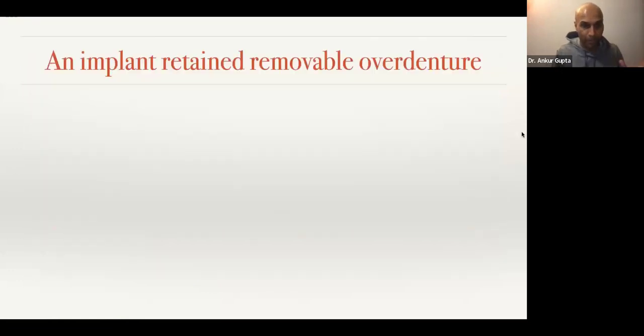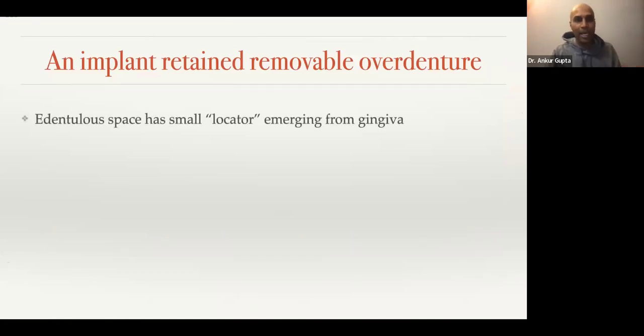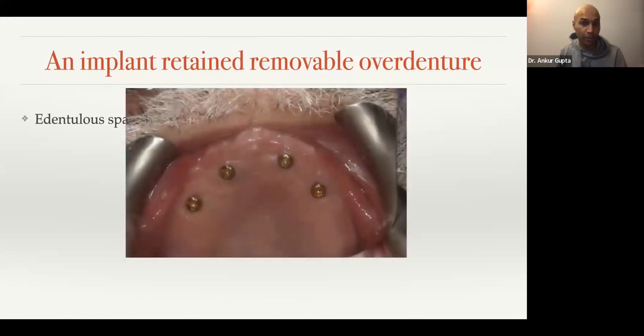Okay, so what's an implant overdenture? Let me just teach you what it is. Imagine an edentulous space, whether fully edentulous or partially edentulous, that has something called a locator emerging from the gingiva. In this picture, you have a fully edentulous upper arch, and you have 4 locators that are permanently emerging from the gums. They've been torqued into some dental implants, and they're emerging from the tissue.